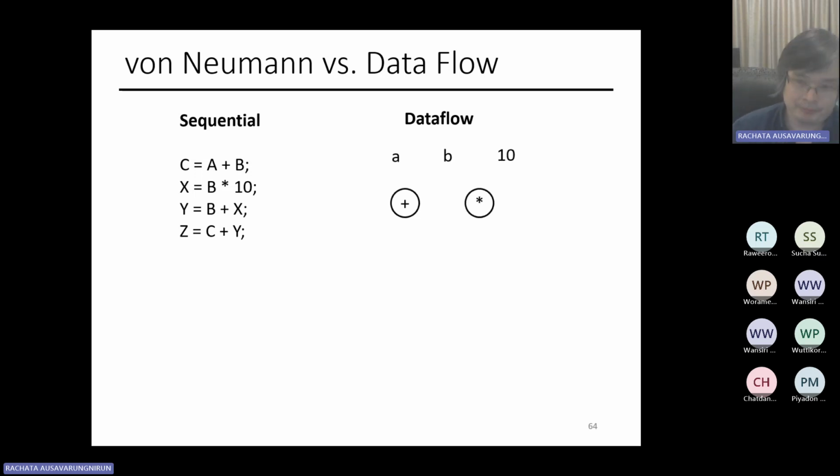In the data flow model, I just say, hey, the first operator, the add, needs A and B. The second needs B and 10. I have all of them, so I can run them together. Then the multiply has the result called X, which is used by the next add, which is then used by the last add, right? So as you can see here, the data flow model exposes that the first two operators can happen together in parallel.